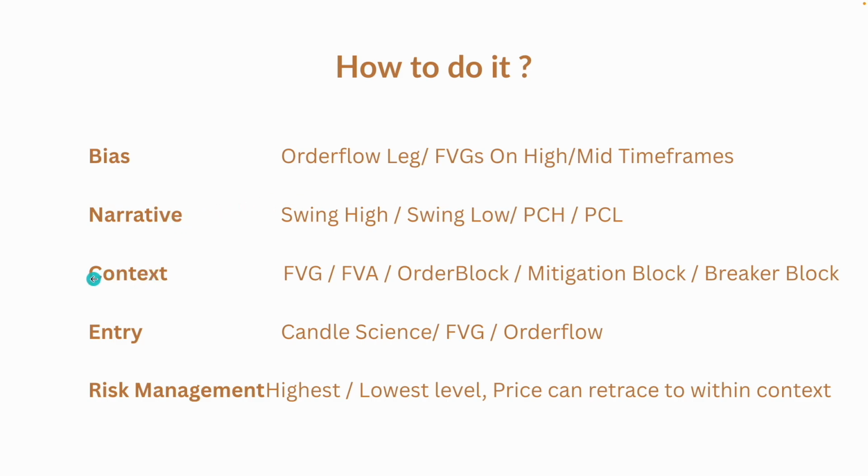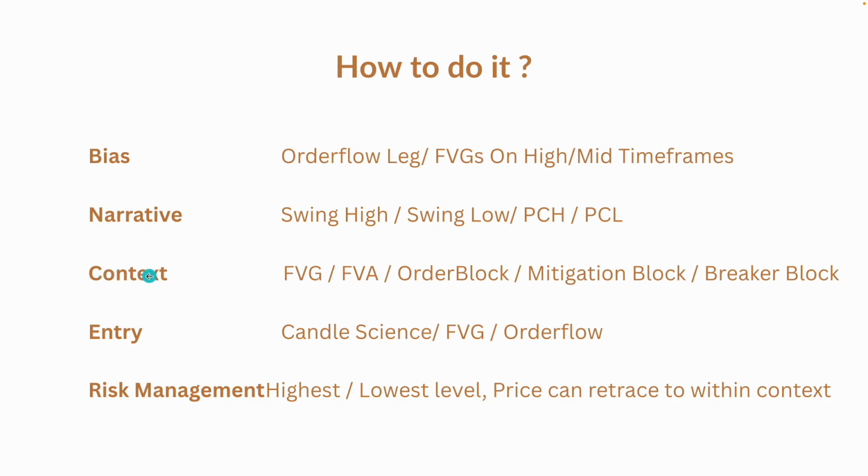Next is the context. What is the context? It is the PD array from which the price can move to the target. So where can the price move from? It can move from a FVG, a 4 hour FVG, a daily FVG, or a weekly FVG, or a monthly FVG that we found in the first step of bias. So from this fair value gap or order block or mitigation block or breaker block, price can move to reach this swing high or swing low.